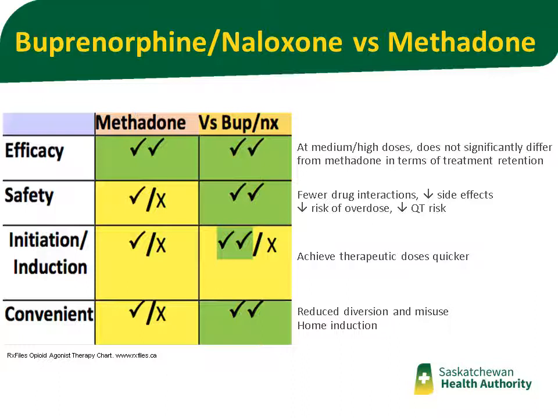To compare buprenorphine naloxone to methadone, when dosed appropriately, buprenorphine naloxone doesn't significantly differ from methadone in terms of treatment retention. Doses of buprenorphine naloxone greater than 16 milligrams have been shown to be comparable in effectiveness to 60 to 100 milligrams of methadone, but also to have improved safety.